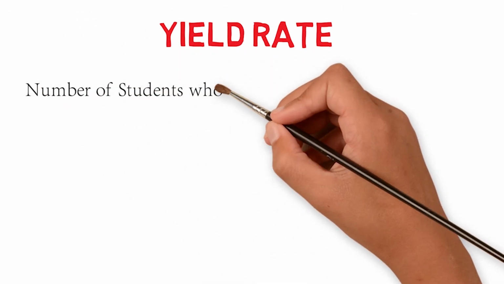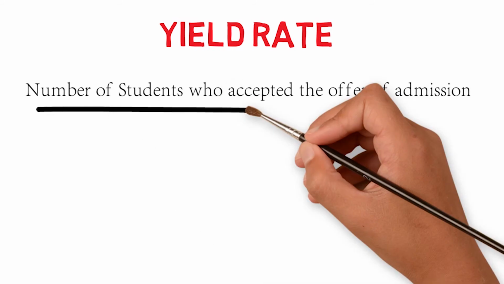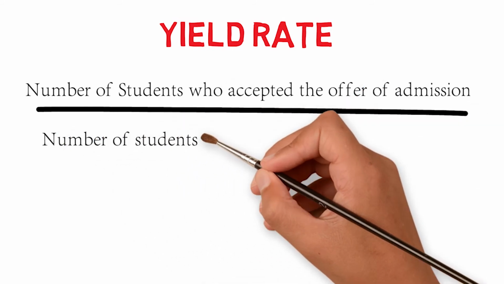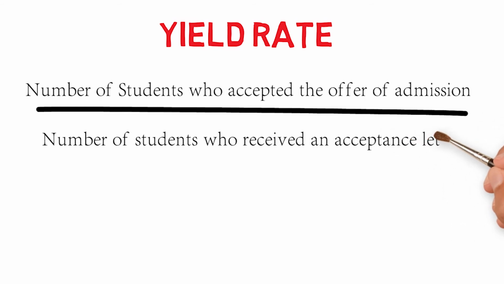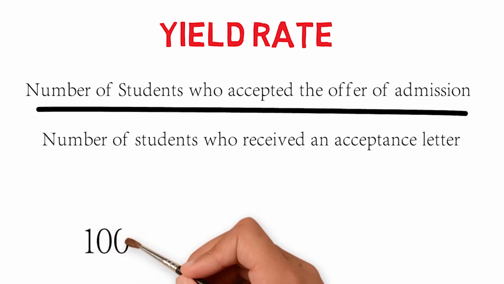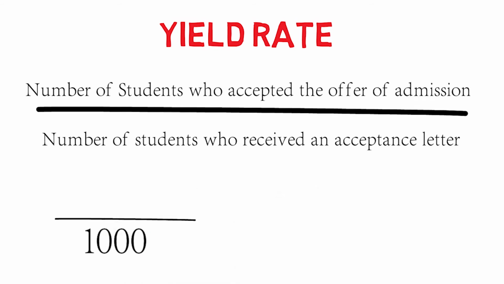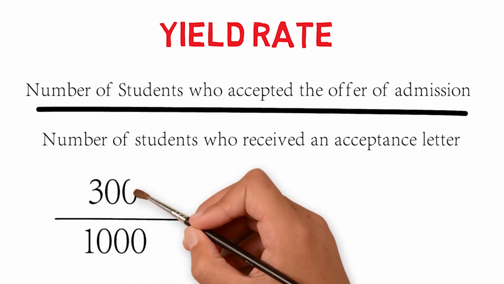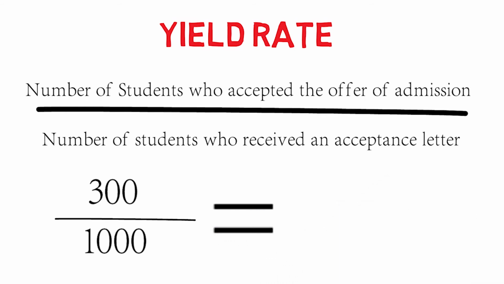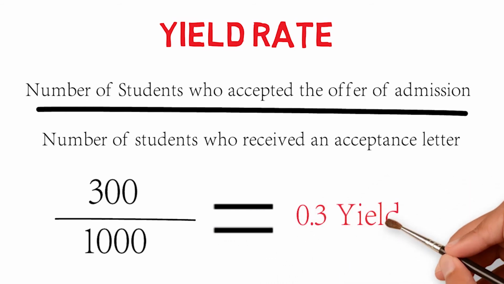Yield rate is simply a ratio between the number of students who accepted the offer of admission divided by the number of students who received an acceptance letter. So for example, in one year, MIT may accept 1,000 students, but only 300 students may accept the offer of admission and actually attend the next year. This means that MIT will have a yield rate of 0.3. Now, what is all the fuss about this yield rate? Ranking sites think if you have a much higher yield rate, it means you are a much better college, which means they will rank you much higher, which means you have more prestige and more funds come along with it.